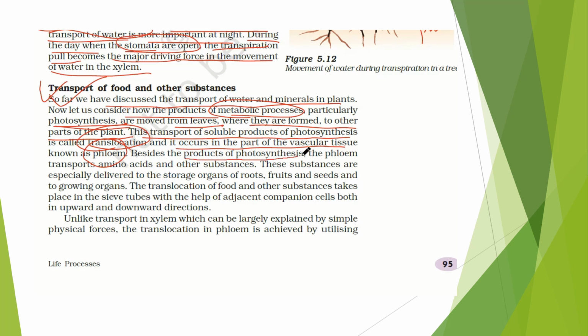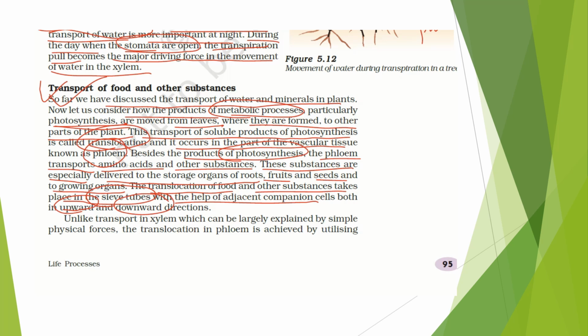Besides the products of photosynthesis, what is the phloem doing? The phloem transports amino acids and other substances also. These substances are especially delivered to the storage organs of roots, fruits and seeds, and to the growing organs. So the translocation of food and other substances takes place in the sieve tubes, with the help of adjacent companion cells, in both upward and downward directions.